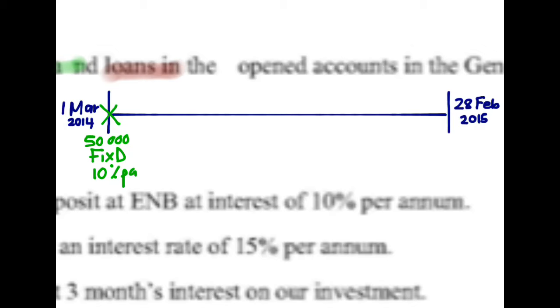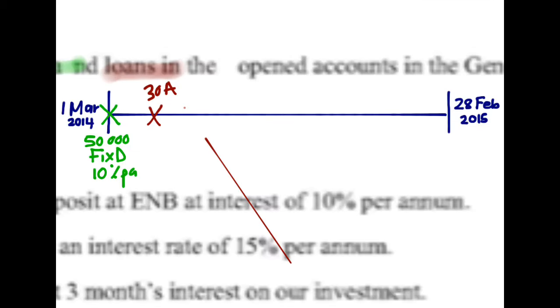Next, they say 30th of April, negotiate a loan with ABSA 20,000 at an interest rate of 15% per annum. So around about there, on the 30th of April, $20,000, and that's a loan.